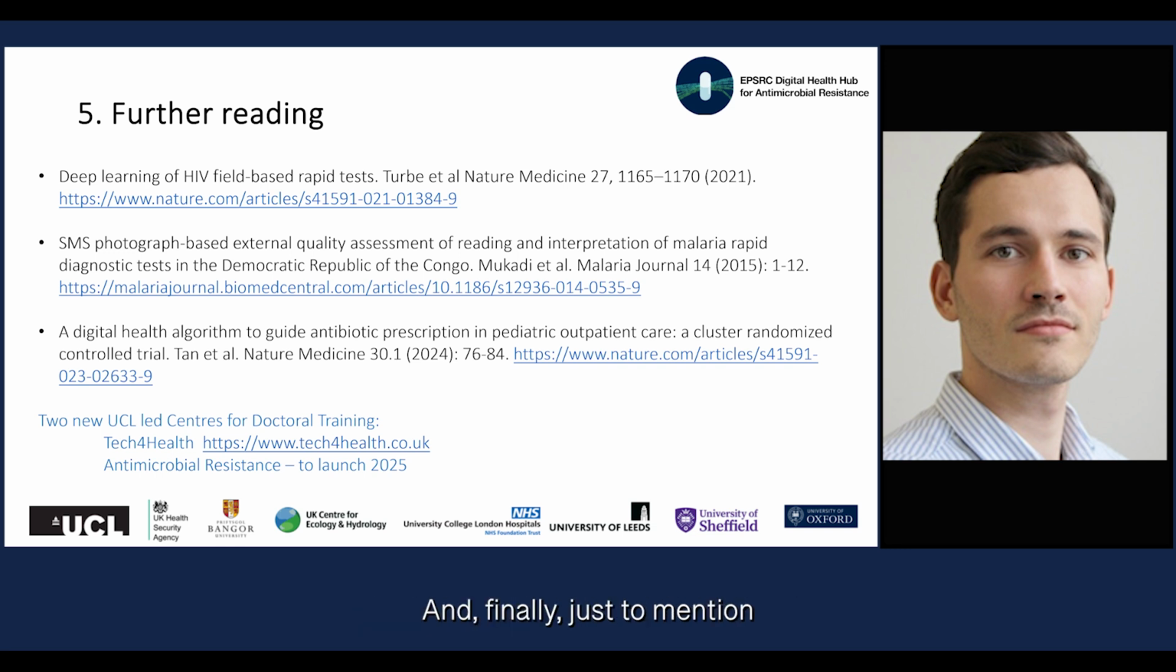And finally, just to mention that there are 2 new UCL-led centres for doctoral training that are being launched. Tech for Health, and more information can be found at this site, and one on antimicrobial resistance to be launched in 2025. And if anything in this lecture has piqued your interest, please do get in touch and follow up with these links, and keep an eye out for these exciting new centres for doctoral training.